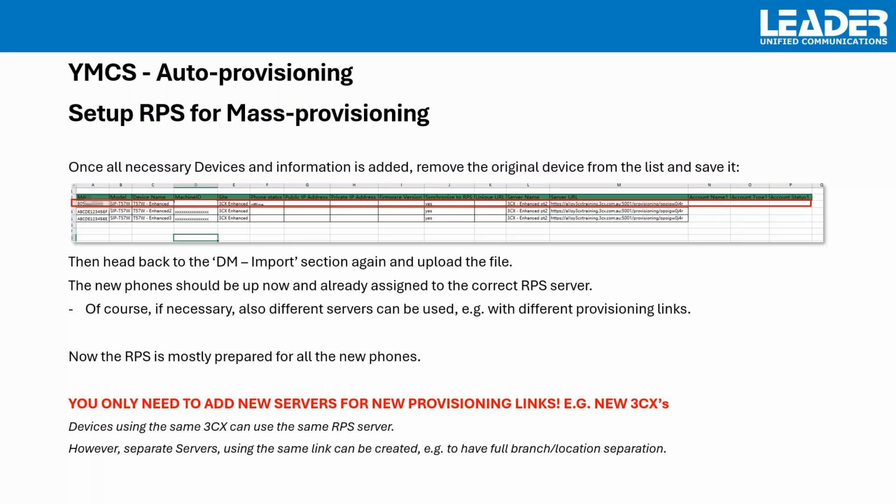This will then import all your new devices, and these devices then will also be assigned to the server and to the matching server URL. And this is how you can literally provision 50, 100, 200, 500 phones more or less easily. That's the preparation work, what you have to do. And then the rest is, of course, prepare them on the phone system and then just plug them in.